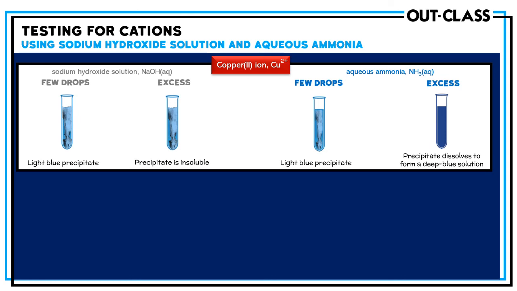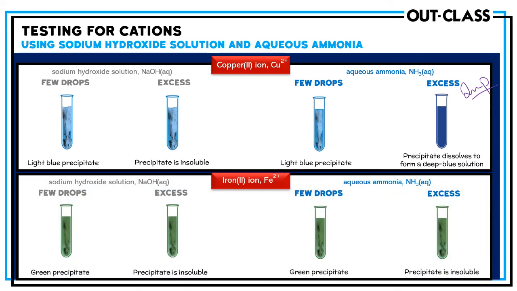Now this test is very important. It comes often in the paper. Okay, aqueous ammonia में, if you are adding excess of aqueous ammonia to copper salt, what do you see? First, we will see a light blue precipitate which dissolves in excess of aqueous ammonia to form a dark blue solution or a deep blue solution. Remember, this is very important.